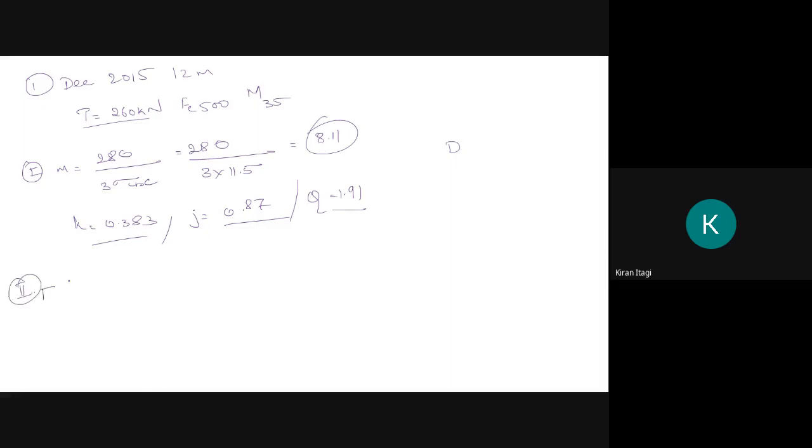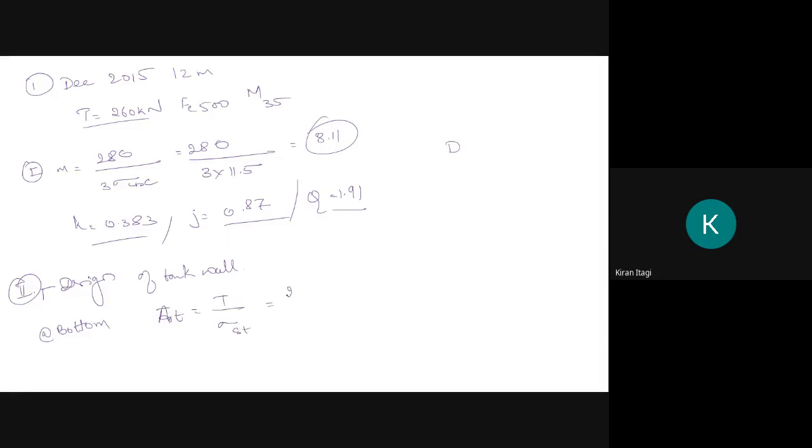Second step, design of tank wall. Okay, at the bottom, AST equals T upon sigma ST.